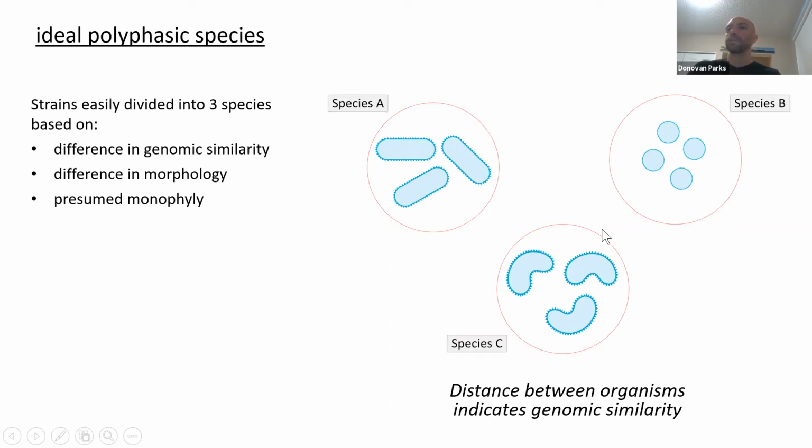interspecific genomic similarity is relatively large. They're also distinguishable based on their morphology. Because they're genomically so distinct, we can pretty much presume when we do a phylogenetic inference of these that these will come out as monophyletic.